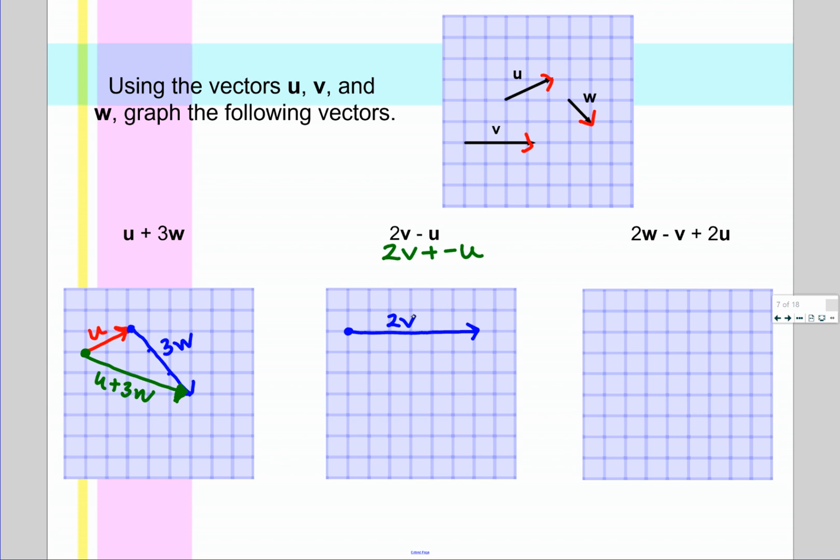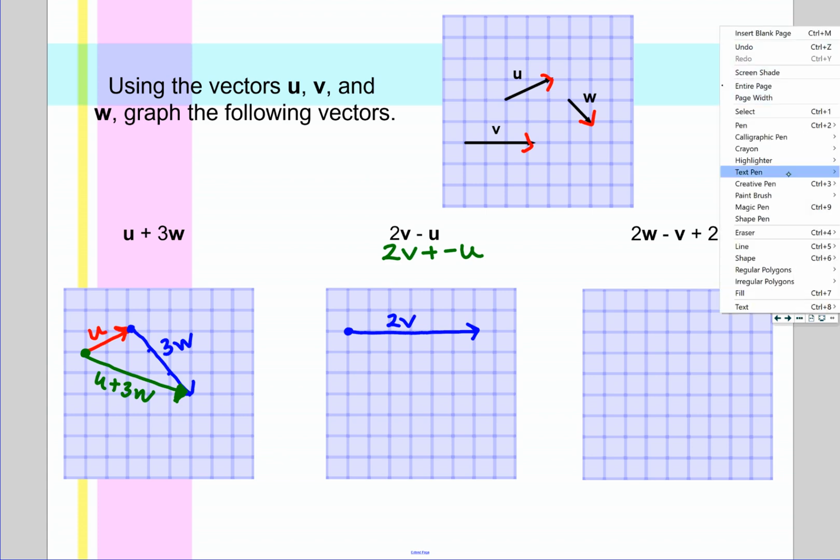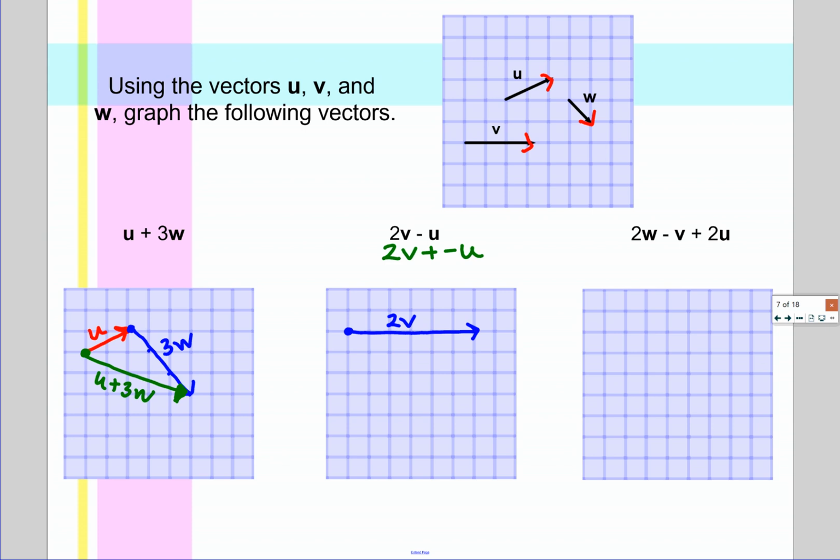Okay. All right. Then I need to add on the opposite of u. Well, u is going to start where 2v ended. If I just use vector u, I go up 1 and right 2. So what do you think the opposite of that is? Down 1 and left 2. And what you should see is a vector that has the same slope as vector u. The arrow's just on the other side. We have an opposite vector.